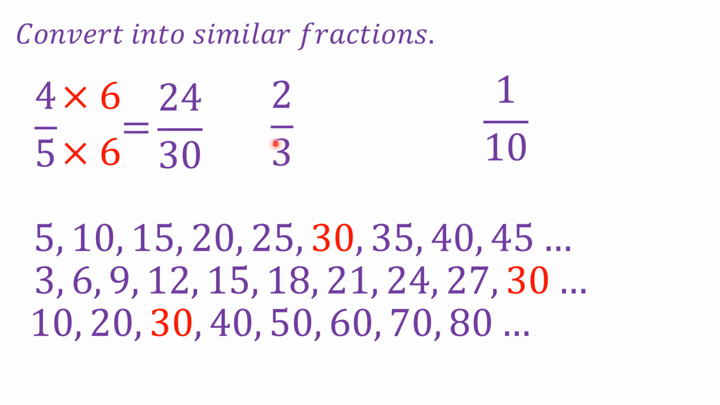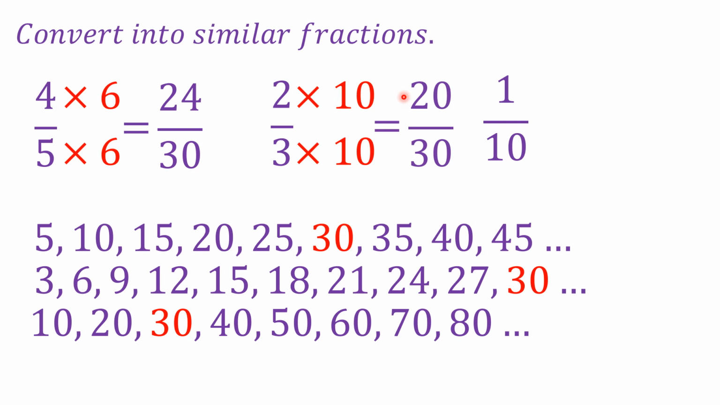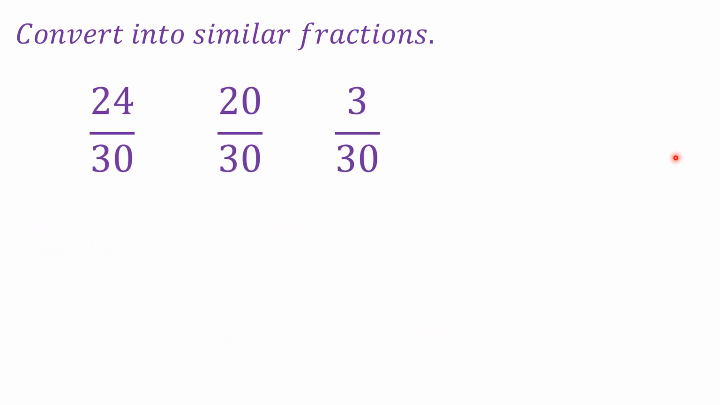Now this 3, how do we change this into 30? We multiply it by 10. And then do the same here. 2 times 10 is 20, and 3 times 10 is 30. And then the 1/10, how do we change this into 30? We multiply it by 3, and then do the same on top. So 1 times 3 is 3, and 10 times 3 is 30. All right, so now they are similar fractions.